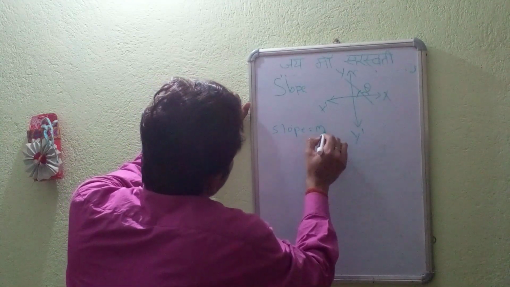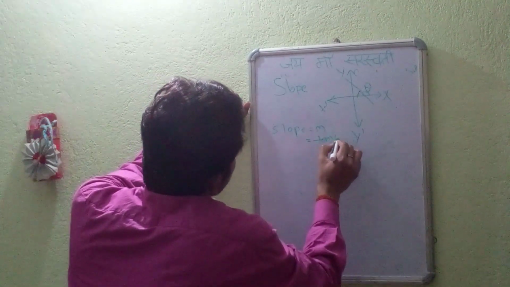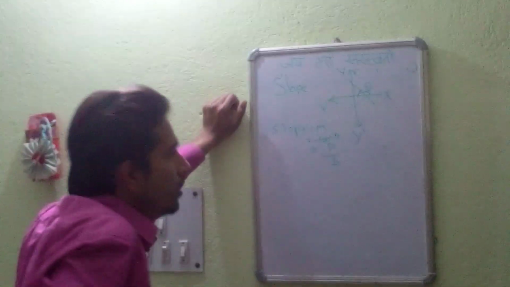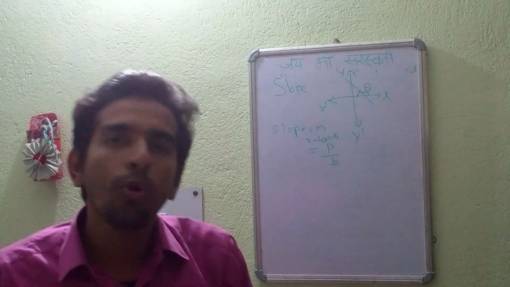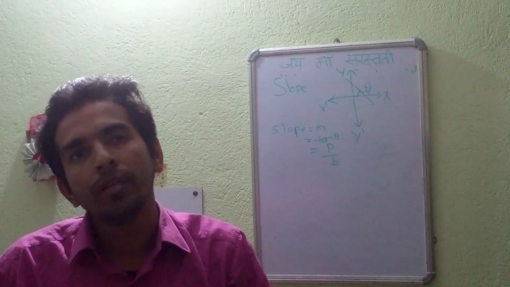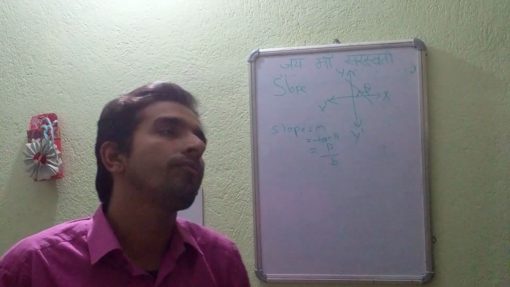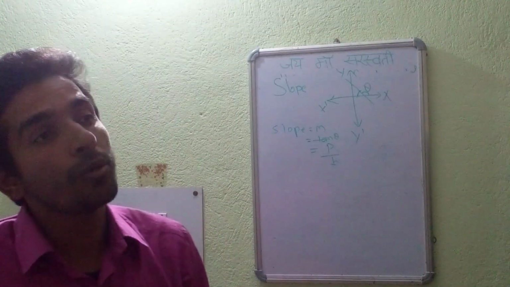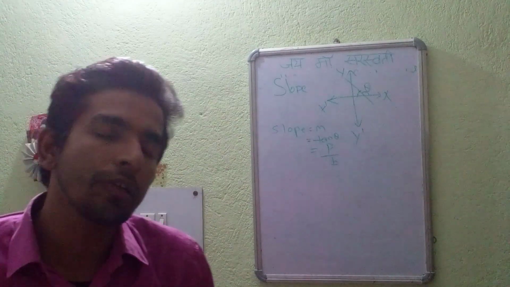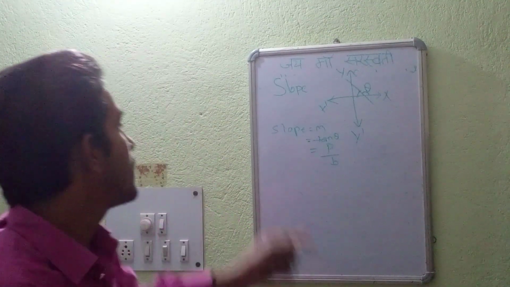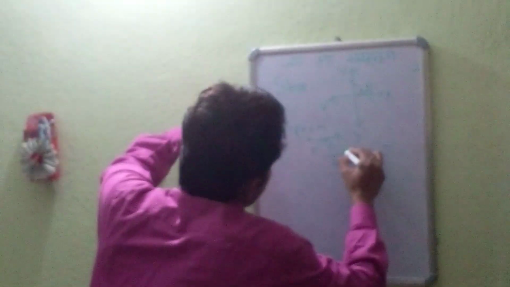Slope m is equal to tan theta. Tan theta is equal to perpendicular by base. So the slope is defined as small m, which we can say in other words as tan theta. In trigonometry, which we have already studied in the lower classes, tan theta is equal to perpendicular by base. That is the slope of the line.